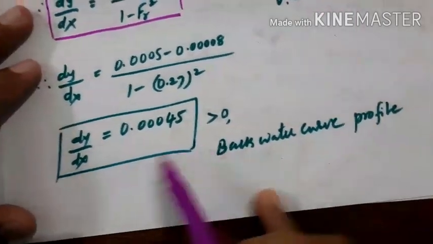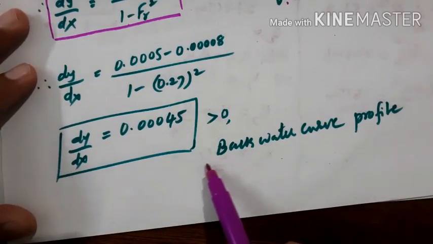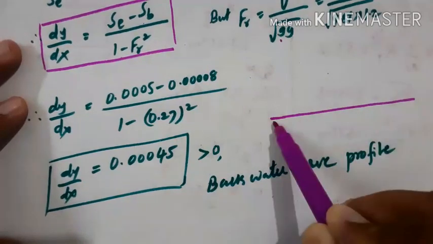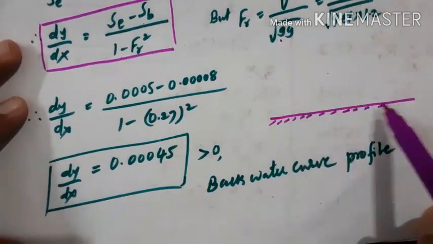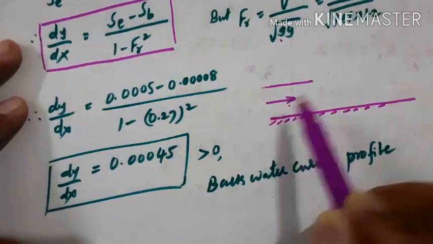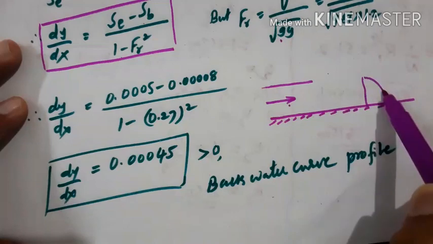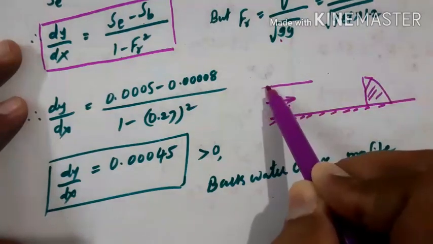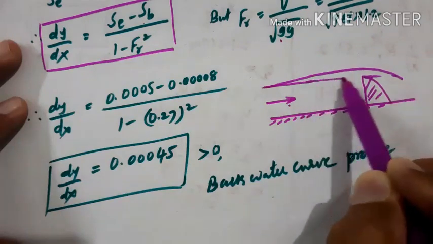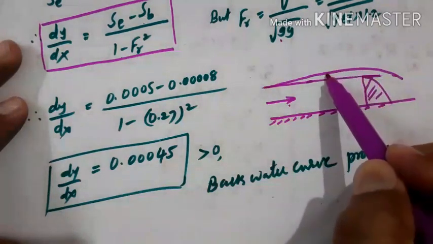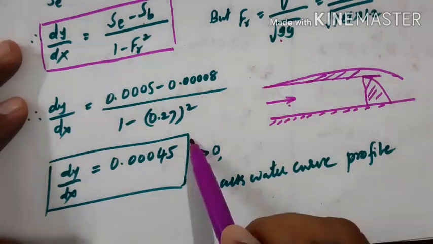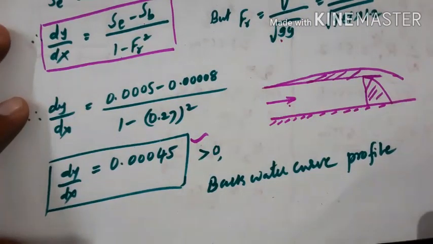And when dy by dx is greater than 0, it represents the backwater curve. So it will be like this. This is the bottom of the channel and this is the flow of water in this direction, and this is any obstruction you get, then the water will be rising like this and flowing down like this. So this is what we call a backwater curve. Okay, this is dy by dx.